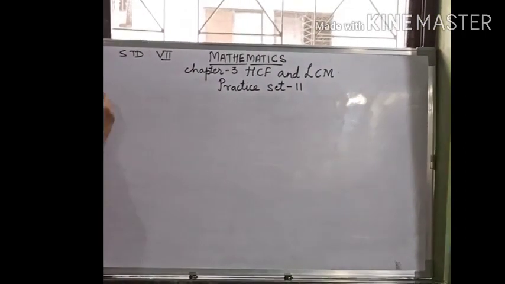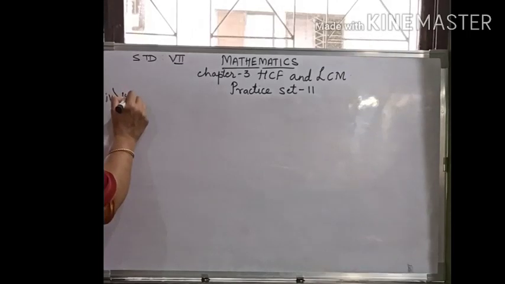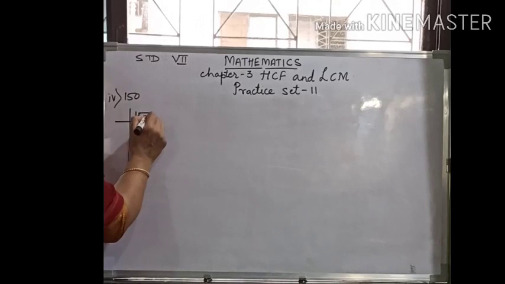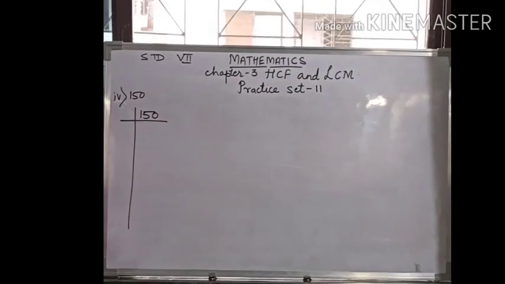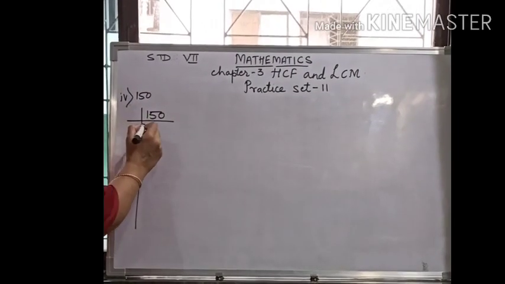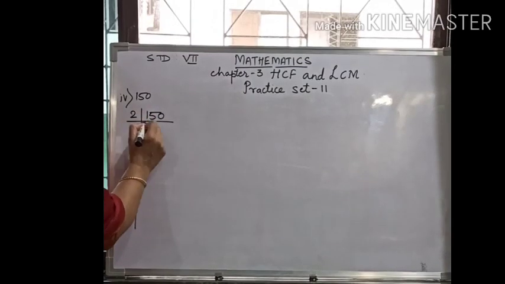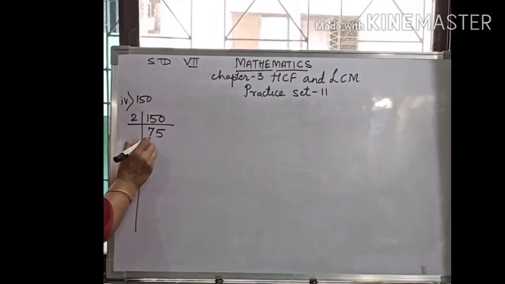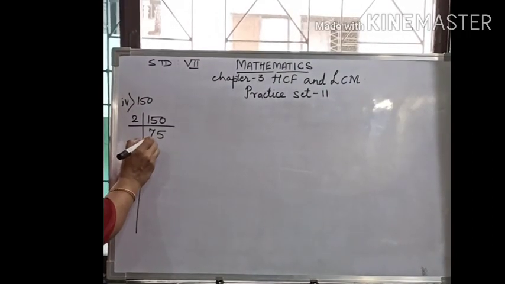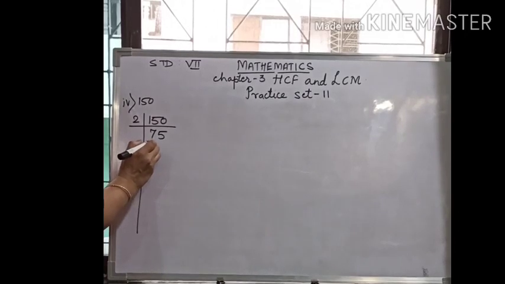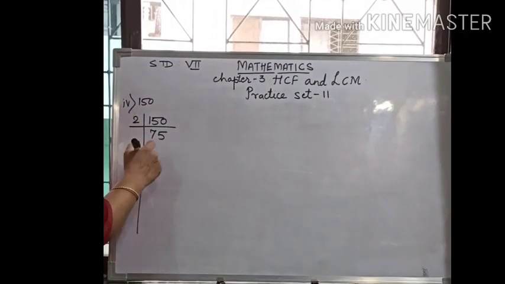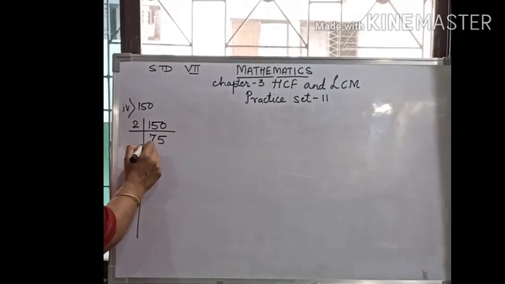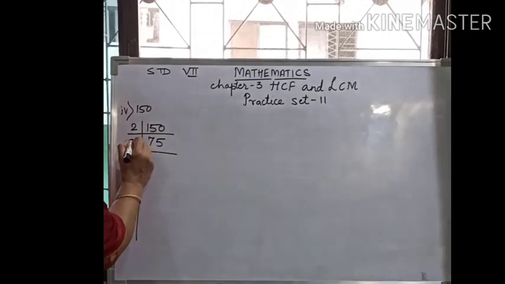Now we will solve the fourth sum, 150. We will find out the divisors of 150. Now is 150 divisible by 2? Yes, it is divisible by 2. 2 multiplied by 75 is 150. Again you have to find out divisors of 75. Now 75, is it divisible by 2? No. Then by 3, you have to see whether it is divisible by 3. Yes, it is divisible by 3.